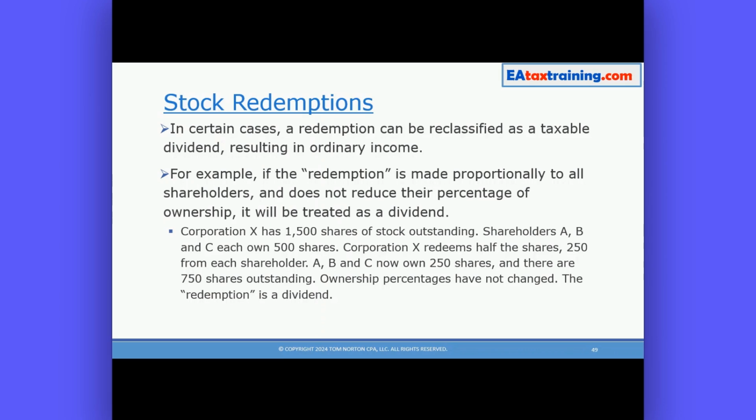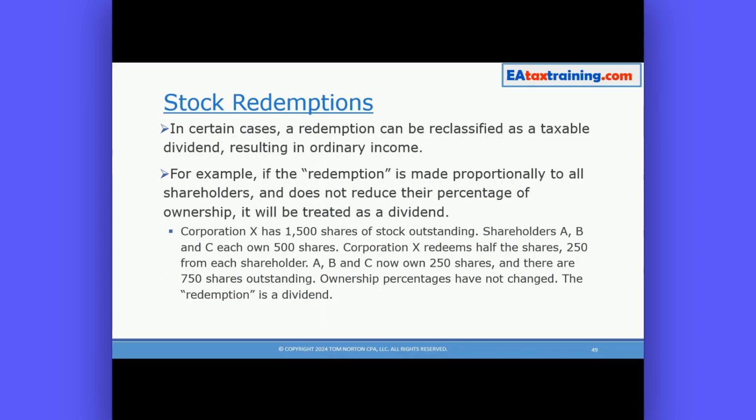So, example here. Corporation X has 1,500 shares of stock outstanding. They are owned 500 each by shareholders A, B, and C. Corporation X now redeems half of the shares, 250 from each shareholder. So A, B, and C now own 250 shares each, and there are 750 shares outstanding.